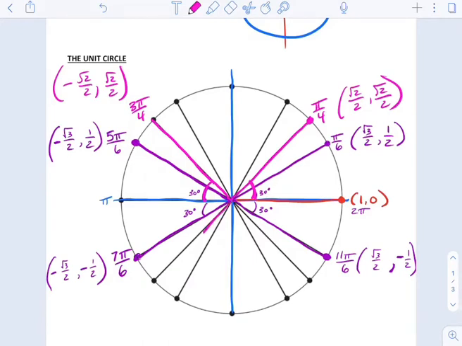Keep going. Next one that has a related acute angle of 45 or pi over 4 is down here. So what are we at? Pi plus pi over 4, which is 5 pi over 4. Its points, root 2 over 2. In this case, both are negative because it's to the left and down.